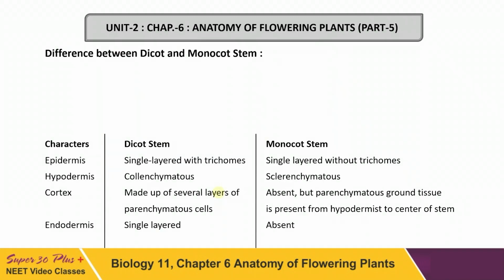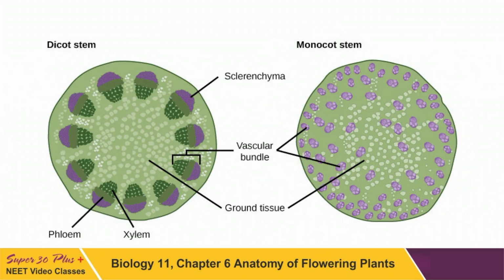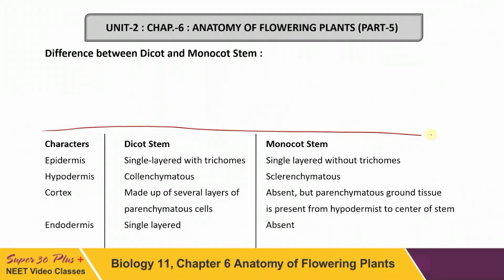This is part 5, chapter 6, anatomy of flowering plants. In part 4, we discussed the anatomy of dicot and monocot stem, and then dicot root and monocot root. Already we have differentiated dicot and monocot root. Now we have to see differences between dicot stem and monocot stem. In a tabulated form I had given all important characteristics, but even then I would like to repeat what we have done in part 4.